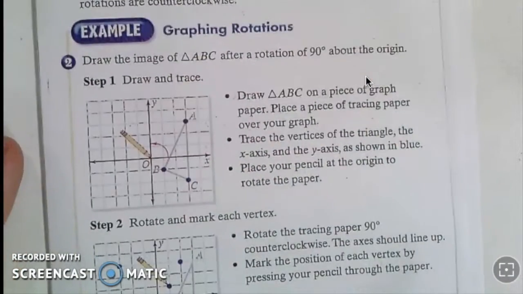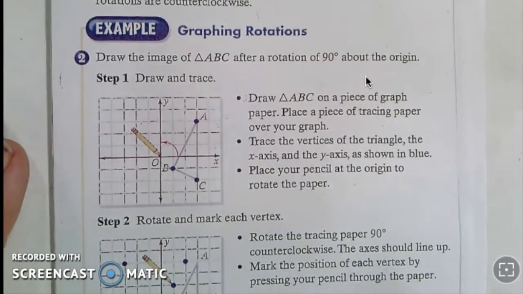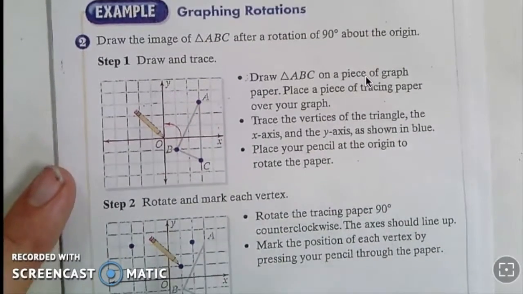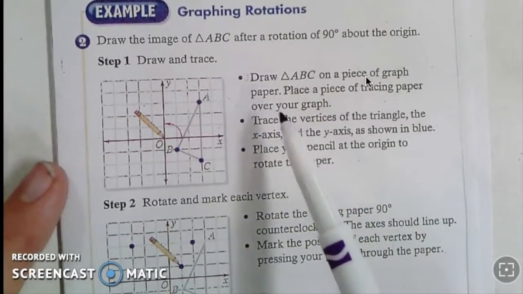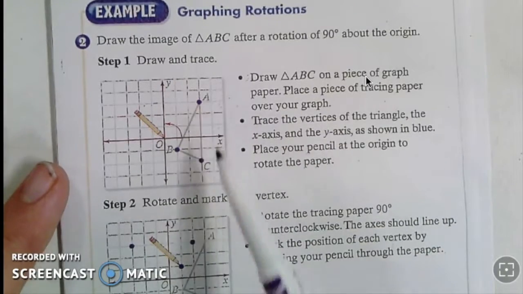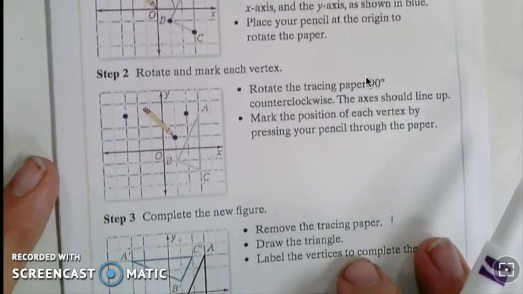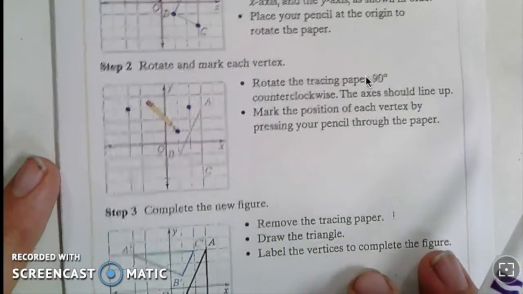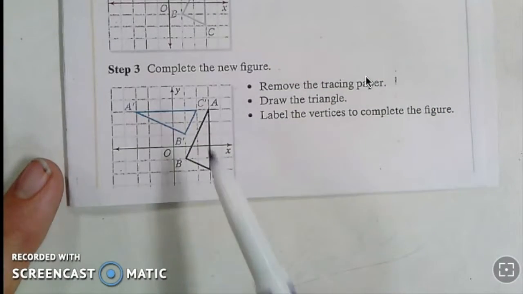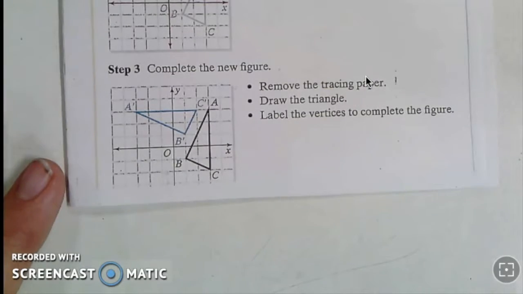You can also use the coordinate plane to graph rotations. In this book, all of them are counterclockwise. We already talked about that. And these are the steps. You would have to have 2 pieces of paper. You would draw the triangle that they told you. You would have to mark the points by pushing hard with your pencil. Then you're going to rotate and mark each vertex. And then you're going to connect the lines from vertex to vertex to show you your new image.